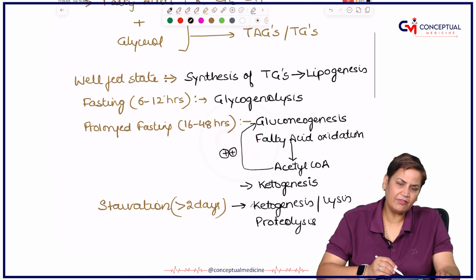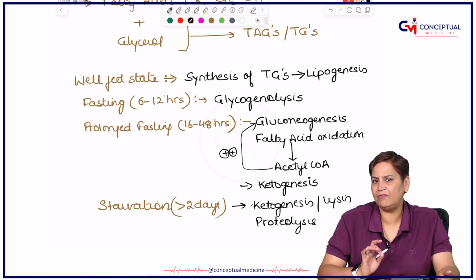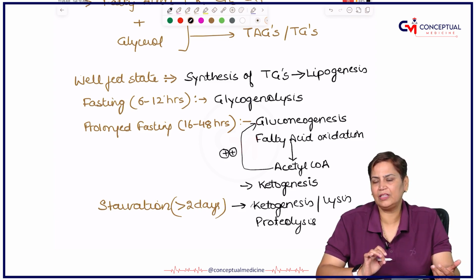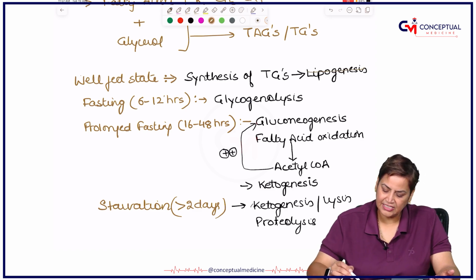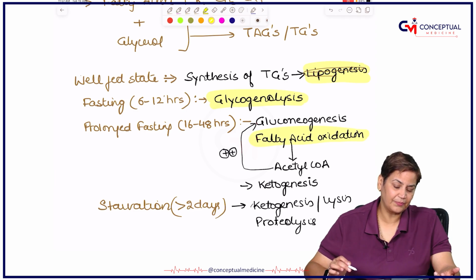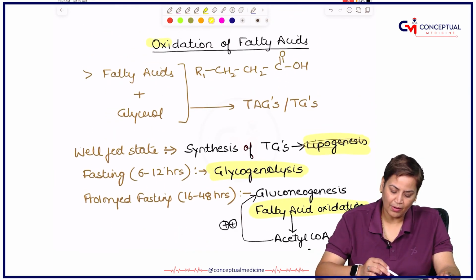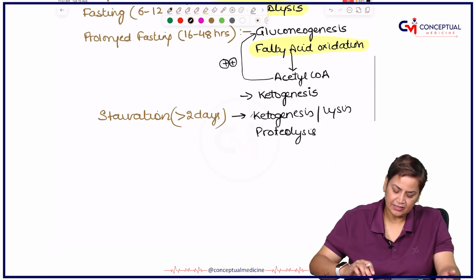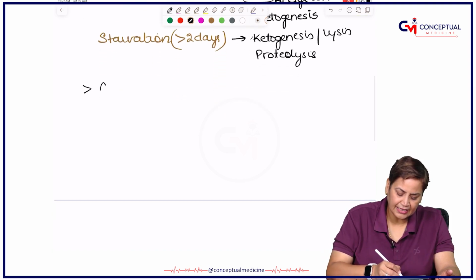So always remember, whenever any process occurs in a well-fed state, we call it an anabolic process. And whenever a process involves the breakdown of something, we call it a catabolic process. So genesis, as is clear from the word itself, is an anabolic process. Glycogenolysis is a catabolic process. Fatty acid oxidation is a catabolic process, right? And that is what our topic is all about: the oxidation of fatty acids. So obviously, if oxidation of fatty acids is there, one can easily conclude that it is a catabolic process.